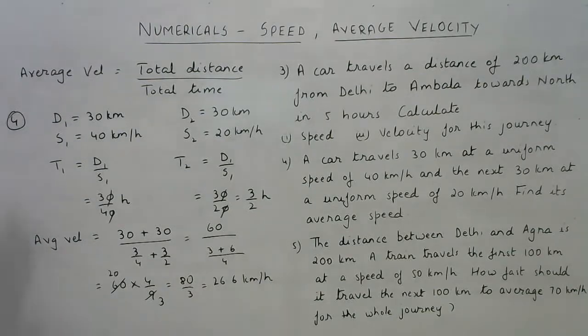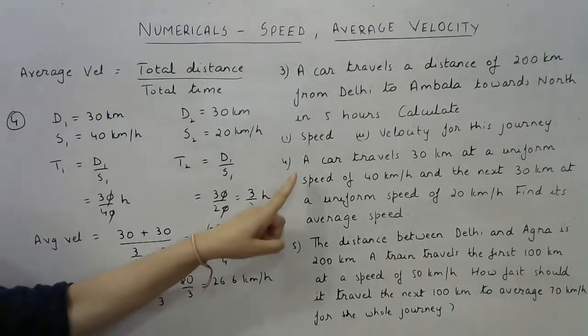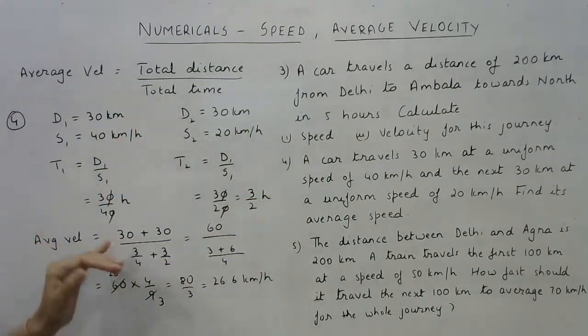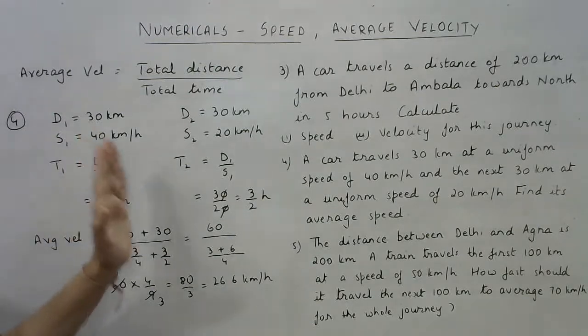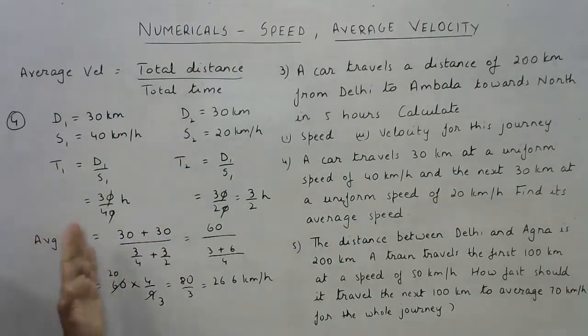So this is how you have to simplify a question which is based on average velocity. In this question, the journey was split into two parts. So we used the formula d1 plus d2 upon t1 plus t2. In case the journey is broken into three parts, you will add distance 1 plus distance 2 plus distance 3 upon time 1 plus time 2 plus time 3, right? So this is how we have to simplify these questions.